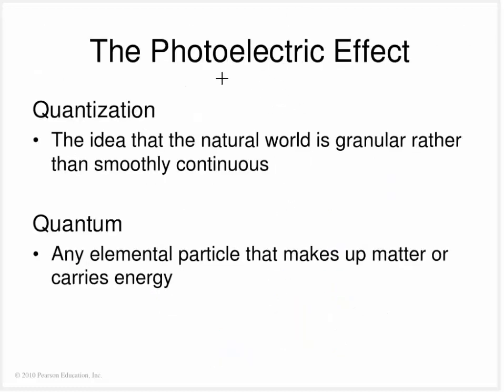Now, let's just get some jargon out of the way for a second. We've introduced this idea of quantization, and what that's saying is the real world, the natural world, is discrete, or you could even think of it as granular, rather than smooth and continuous like a wave. We've also introduced this thing called a quantum, which is just going to be something that is elemental. It's going to carry energy, and it's going to be quantized. So it's going to have a discrete amount of energy, a certain amount of energy. It is definitely granular. It is not smooth.